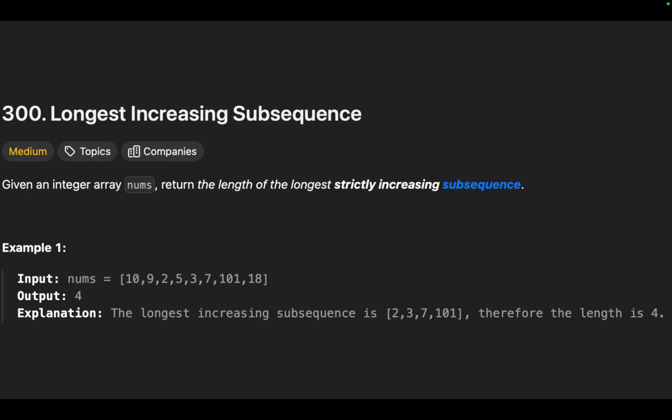Quick reminder of what a subsequence is. It's just a set of numbers from the original array that maintain their relative ordering, but aren't necessarily contiguous. So 10, 9, 2 would be contiguous, and it's also a subsequence, but 10, 9, 3 is a subsequence. 10, 9, 101 is a subsequence. 9, 3, 18 is a subsequence. Here we're looking for the length of the longest increasing subsequence.